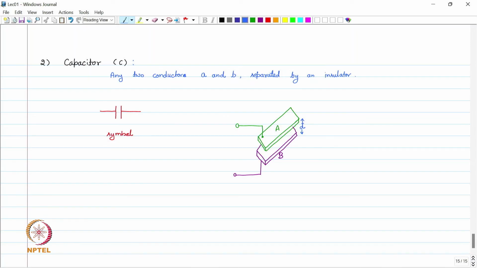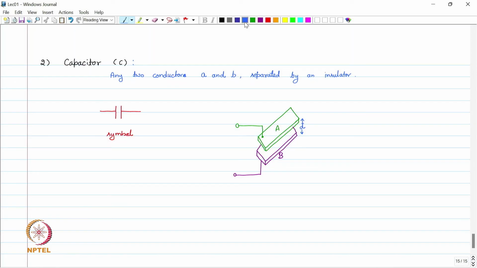So, here we have two conductive plates, and in between there is a dielectric, or if nothing is there then air acts as a dielectric. These two metallic plates form a structure which is called the capacitor. Now, if we apply a voltage across these two plates, there will be an electric field build up between A and B. That electric field will contain the energy which is stored inside the device.